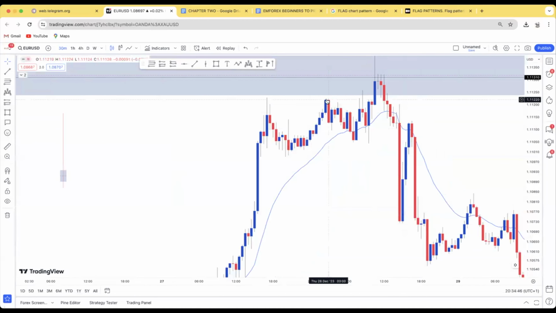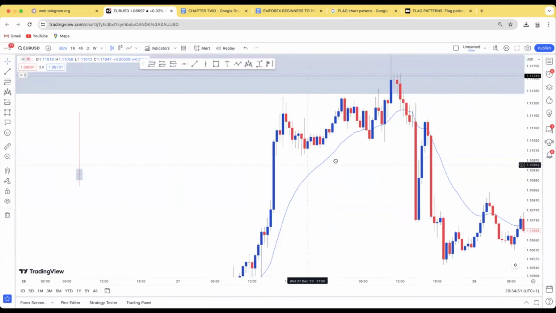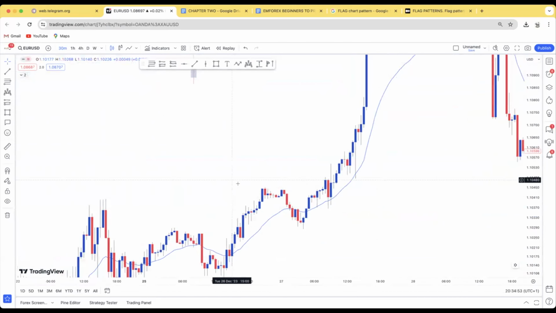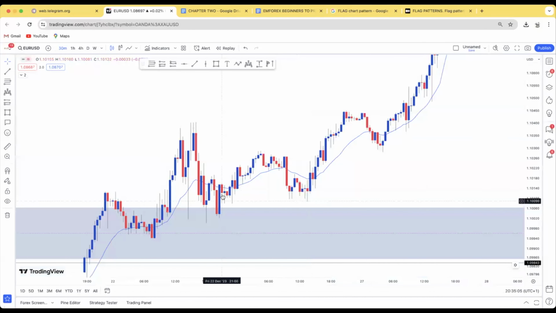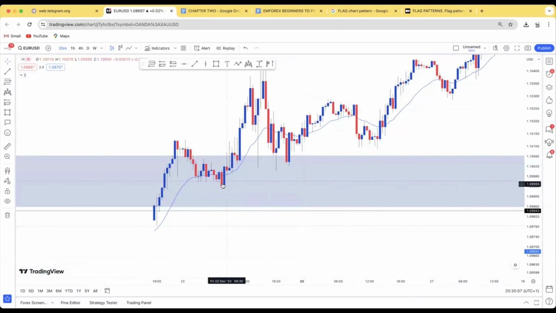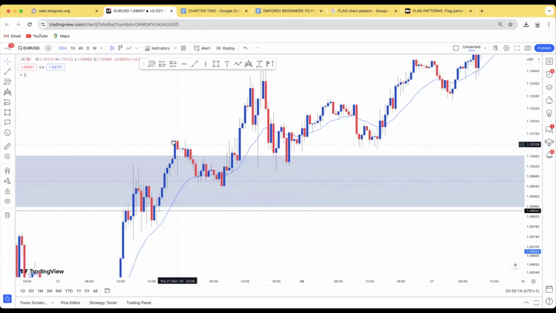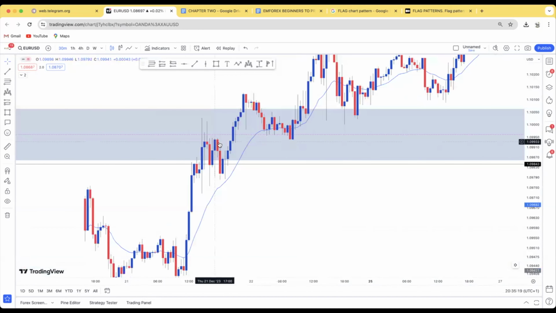So this is a tweezer top. The highs are equal. Let's see another example. This is a tweezer top. You can see here, this is also a tweezer top. It's more like a double top, but for candlesticks. Then for a tweezer bottom, we have this. You can see it's a tweezer bottom, double equal lows. This one looks like a tweezer top. This is a clear example of a tweezer top, this here.